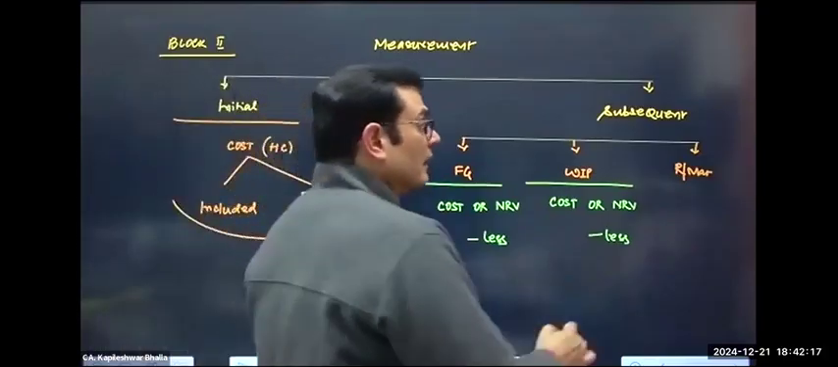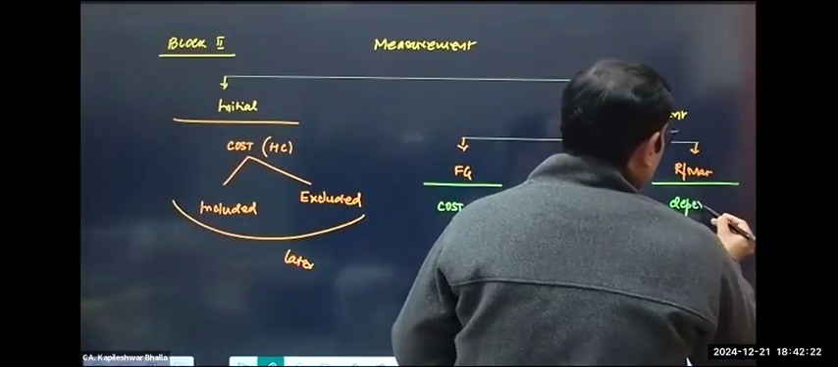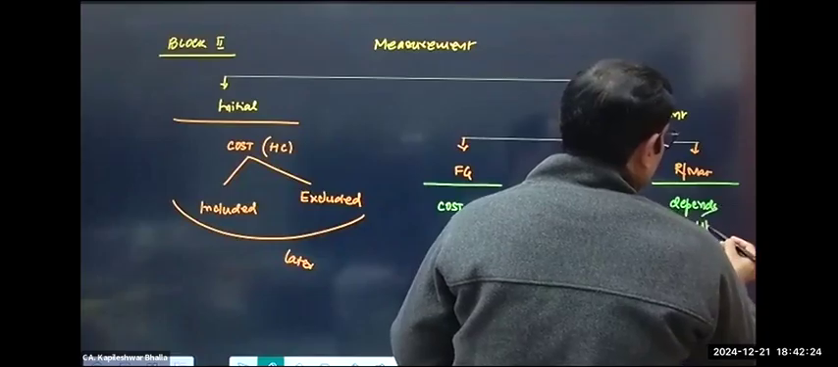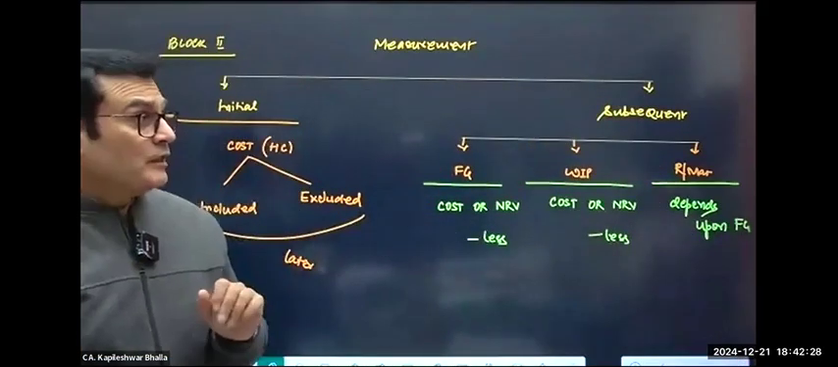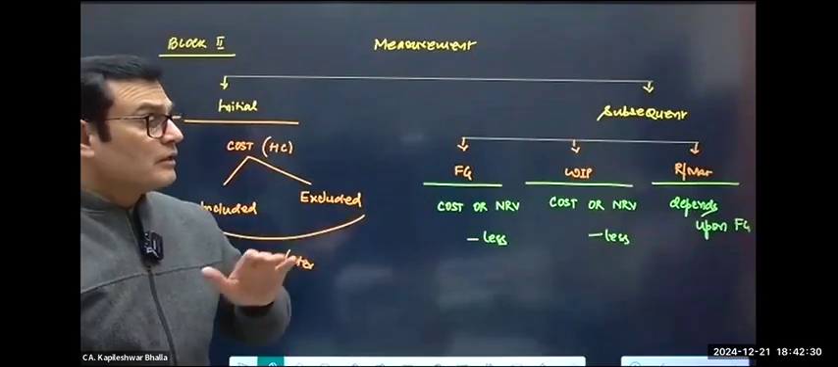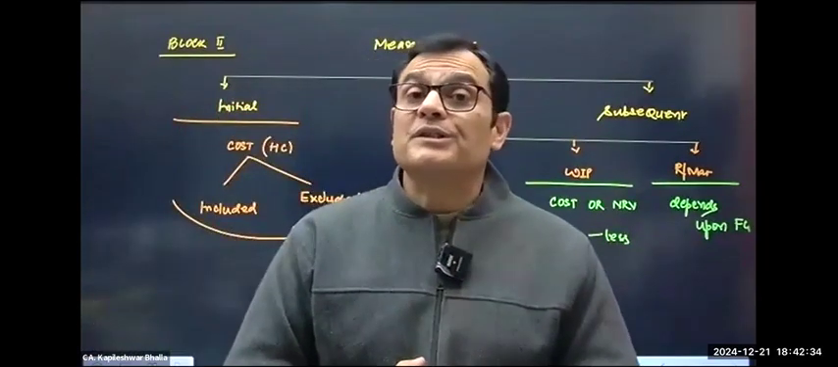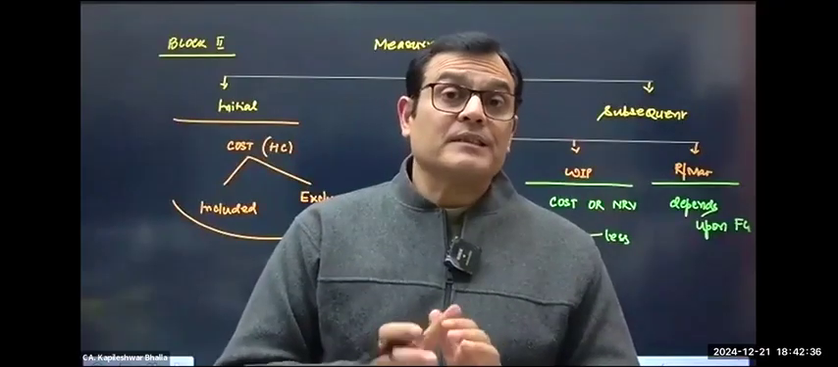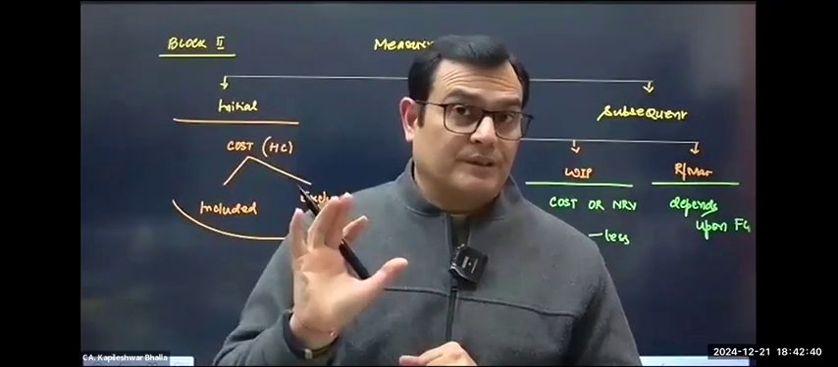But when it comes to raw material, the raw material valuation depends upon FG. It depends upon the finished goods valuation. So we need to be very clear that raw material is not something which is sold. Raw material is something which is consumed. So since it is consumed, its valuation depends upon the finished goods.